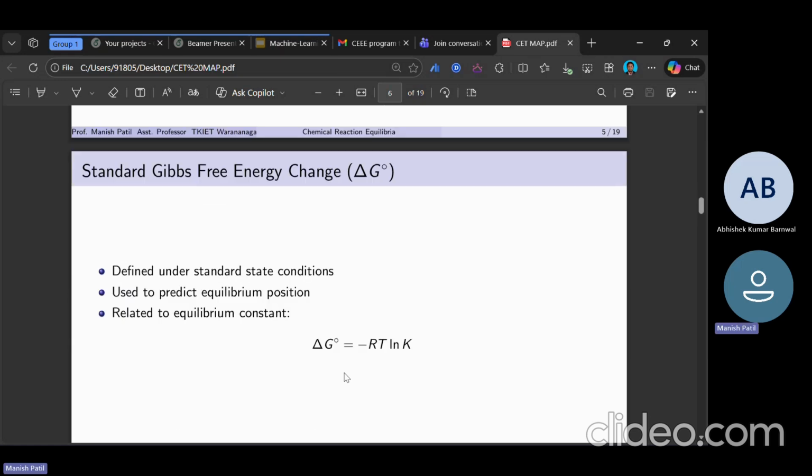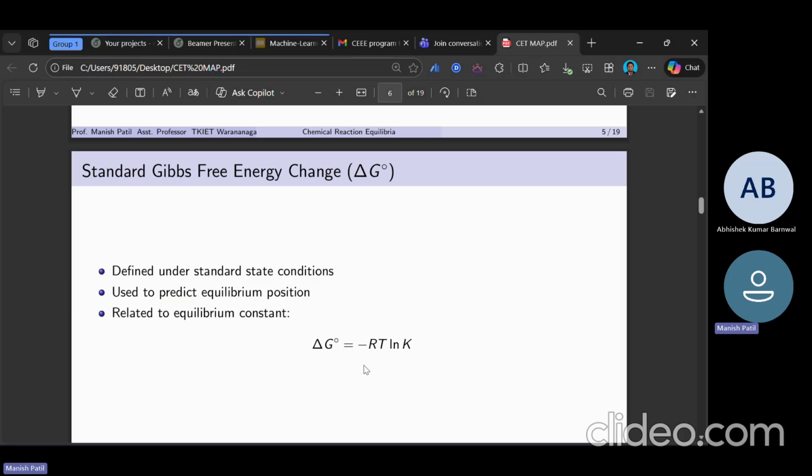The next topic that we are going to discuss is the standard Gibbs free energy, that is delta G. Delta G is defined for when all reactants and products are in the standard state. It is important because it gives information about reaction tendency. It directly relates to the equilibrium constant.